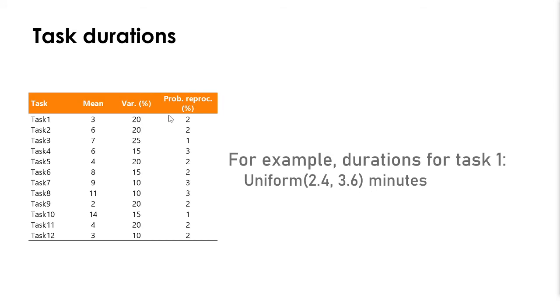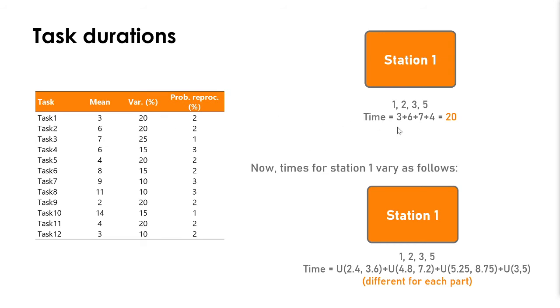The second thing, or prior to that, we can assume that if we do a set of tasks in a station, for example, in station 1 we were performing tasks 1, 2, 3, and 5. Previously, we were assuming that the total time was the summation of all those values, and always we have a time which was 20 minutes. Remember that this was the cycle time of our production line.